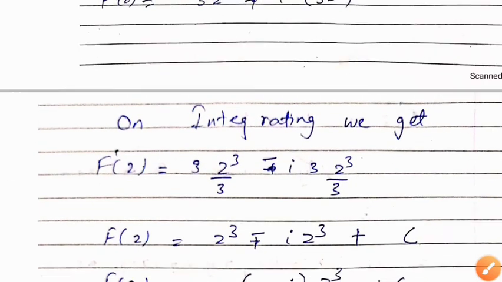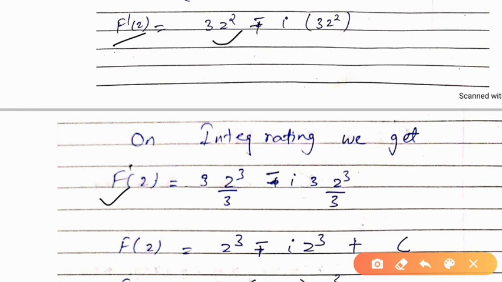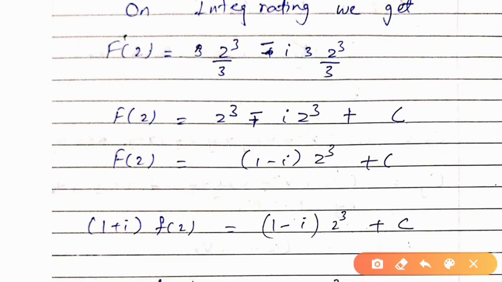Now what will be my next step? My next step will be integrating. So when I integrate f dash z, I get f of z. The integration of z square will be z cube by 3, and again the integration of z square will be z cube by 3. Now here we can cancel this 3. Again here I can cancel. So I am left with z cube minus i z cube. Again I will take z cube common, so I get 1 minus i. We always put the integration constant c here.